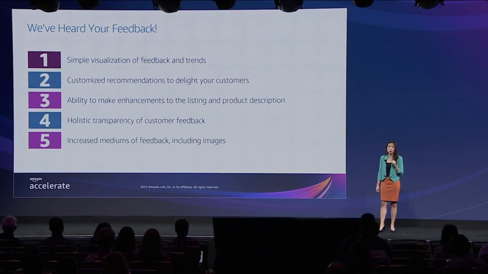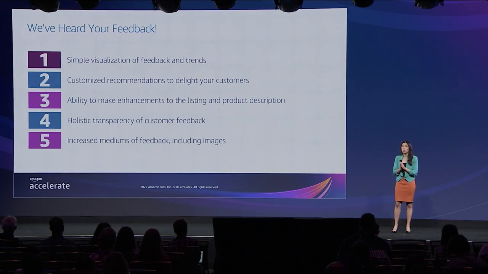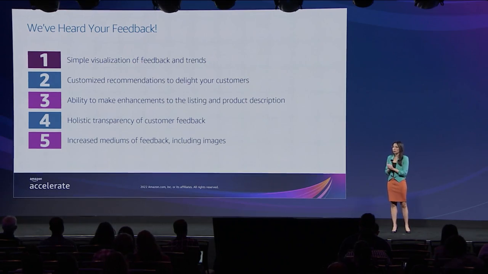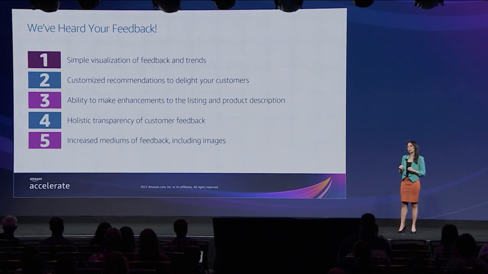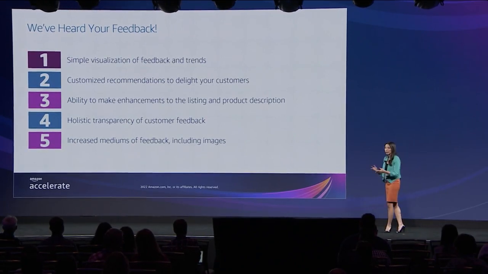3, you need more options in that action library to better target batches in your inventory or enhance your listings and the product description. 4, you've told us you need more customer feedback, and you need it with more details about their negative experiences. But also you wish to see the positive feedback. You told us you want to better understand what customers love about your products so you can double down on it and inform your marketing practices. And 5, you've requested other forms of feedback, like images. So let's talk about what we're planning for you.